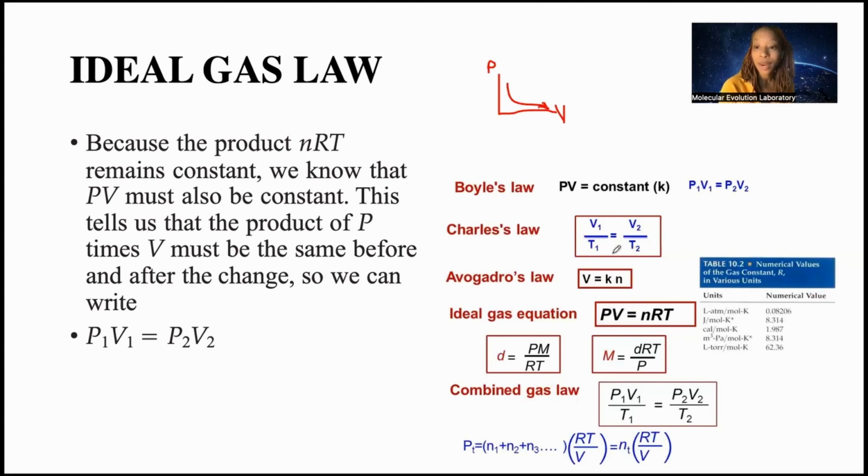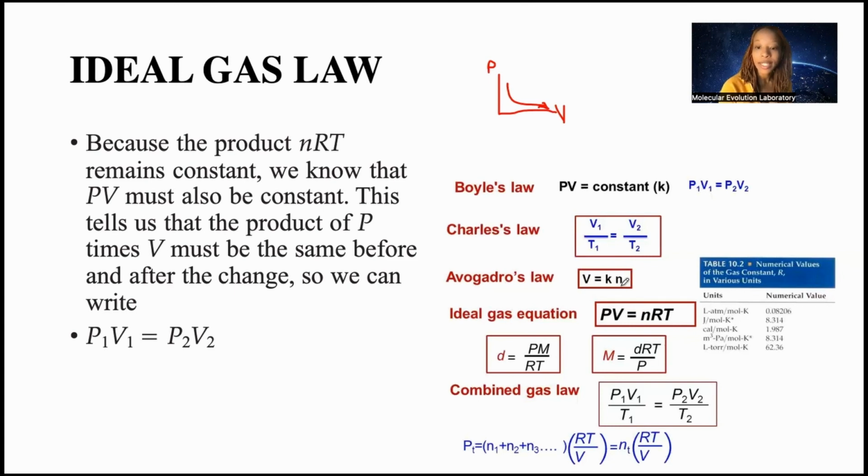Charles' law describes the relationship between volume and temperature. V1 divided by T1 equals V2 divided by T2. So if the volume decreases, the temperature decreases, and if the temperature decreases, the volume decreases. So in essence, V1 divided by T1 will be equal to V2 divided by T2.